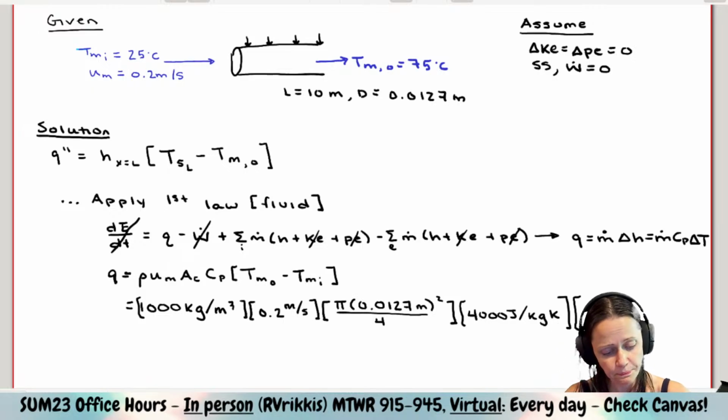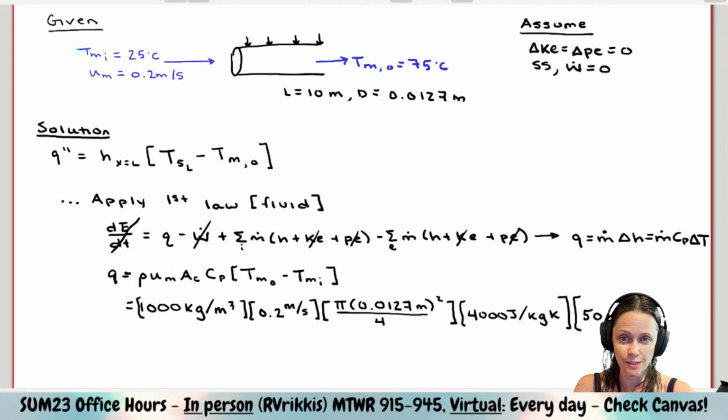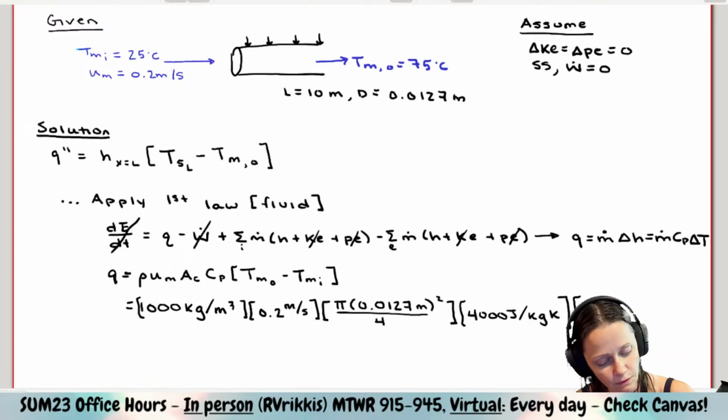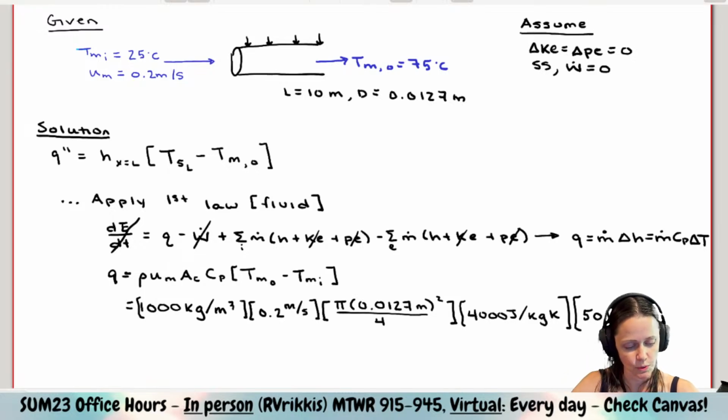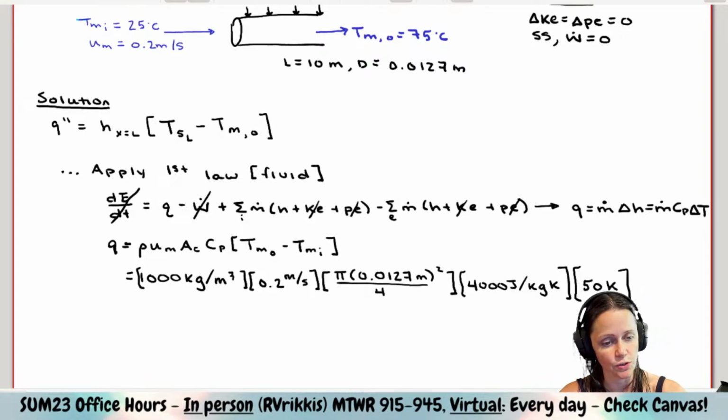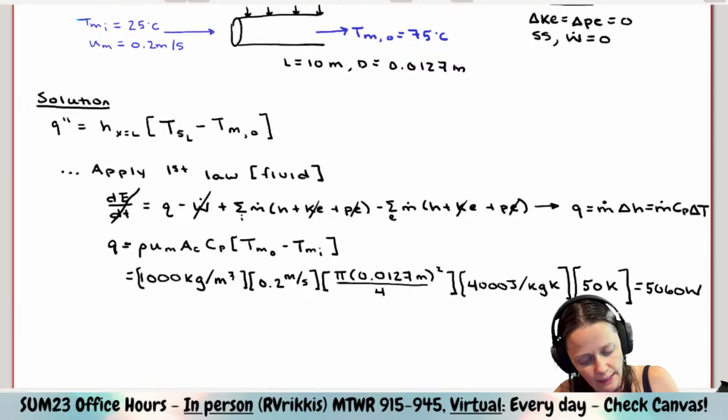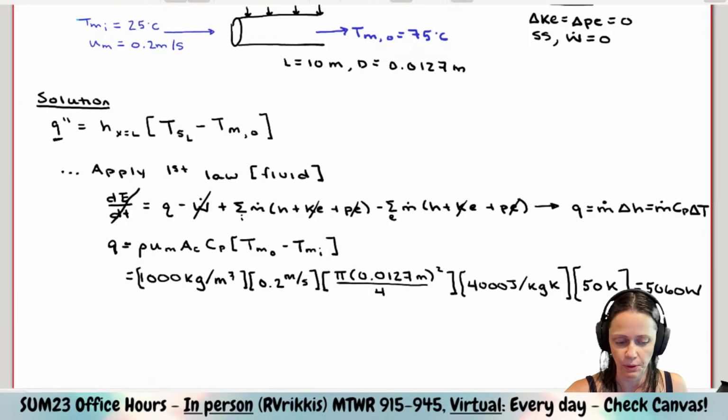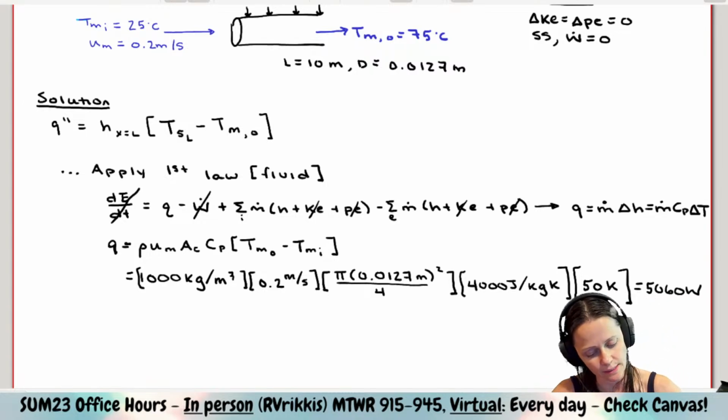Perfect. And then it'll be my mean outlet temperature minus my mean inlet temperature. So 75 minus 25, which would be 50 degrees Celsius. A 50 degree Celsius temperature change is the same as a 50 Kelvin temperature change. So I'll put it in Kelvin just so it's obvious how the units are going to work out. And I get a value of 5060 watts.